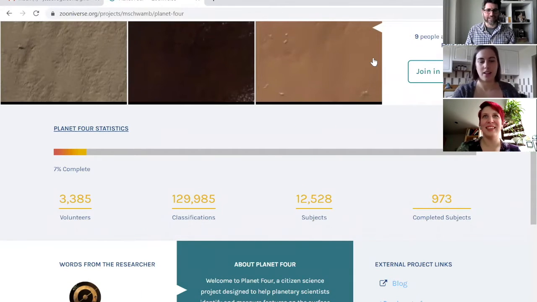So 7% complete. There's been 130,000 classifications. Yeah, so scale that as you will. It's only 10% complete and you have 130,000, so you need 10 times that to finish. So over 1 million. And all of these pictures.